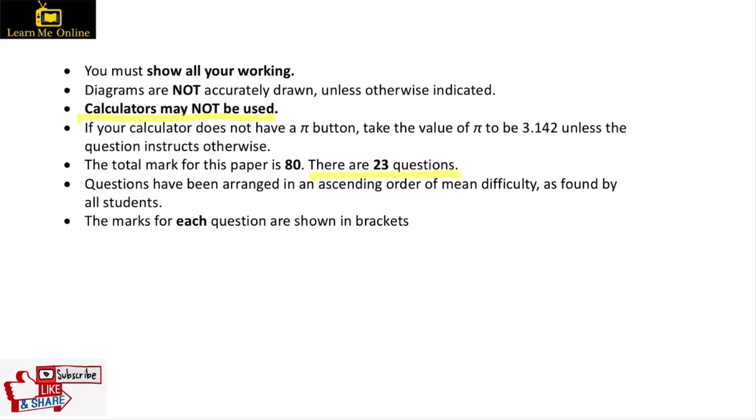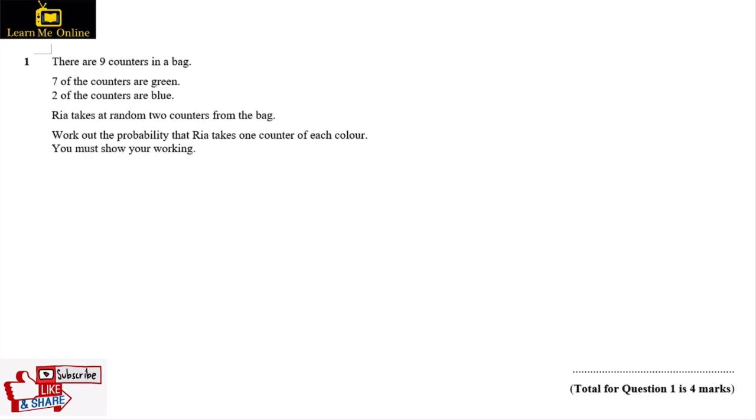Altogether there are 23 questions. The total marks is 80. All the marks are written in the brackets after every question. The value of pi is 3.142, and the main thing is you must show all your working out. So we are showing all the working out for every question. Let's have a look at the first question now.